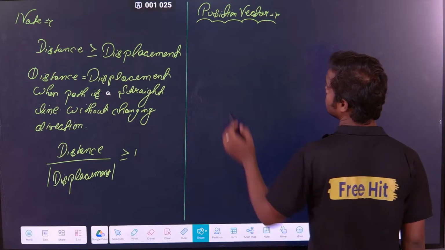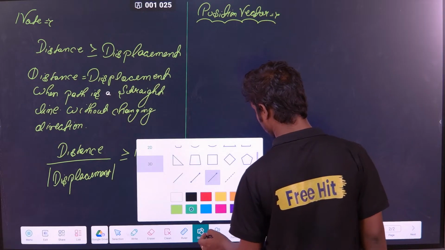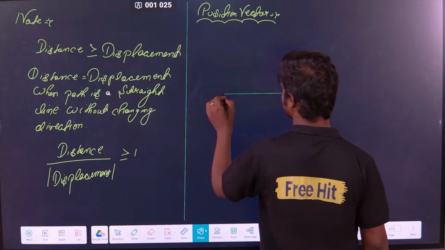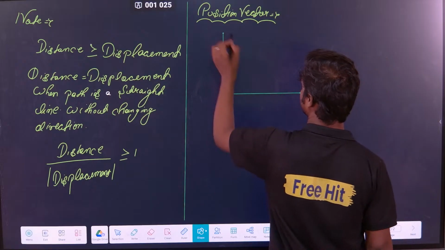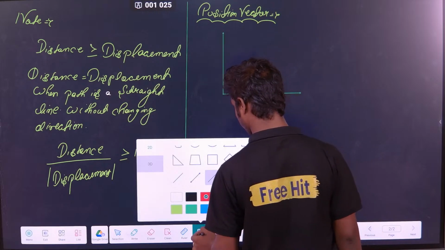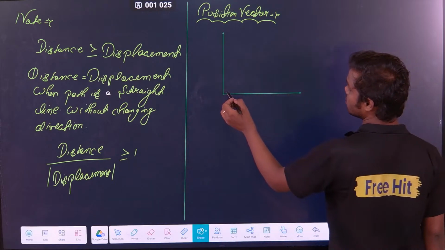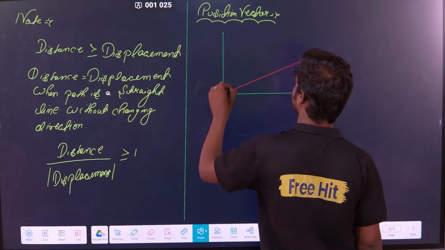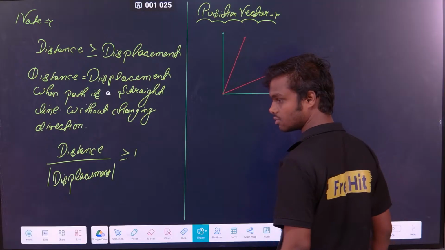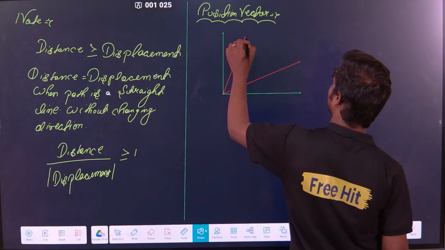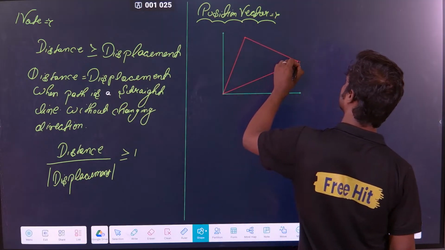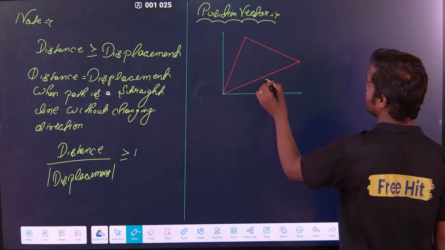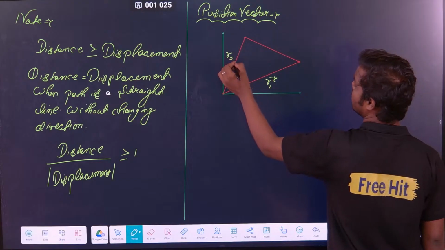So what is a position vector basically? Suppose I have an x-axis and a y-axis, and suppose there is one vector like this and another vector like this. And there is one vector we are drawing from here to here. Are you getting my point? This vector I am taking as the r1 vector, and this as the r2 vector.